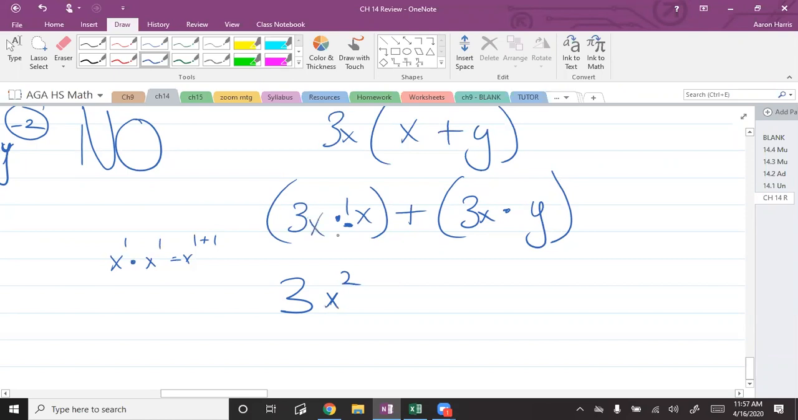All right. So now 3x times y. What's the coefficient?